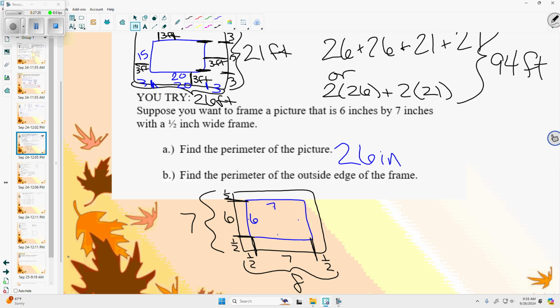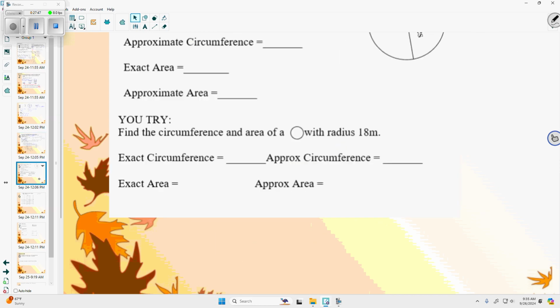So now what's my perimeter? 30 inches. So this one we were adding 6 and 6 and 7 and 7. This one we're adding 7 and 7 and 8 and 8. Is that okay? All right, now we're going to move on from rectangles and go to some circles.